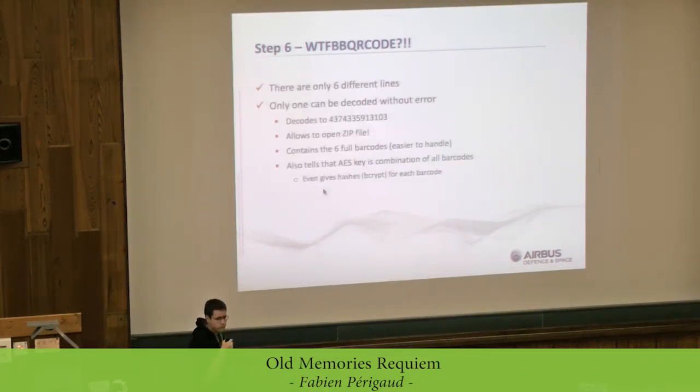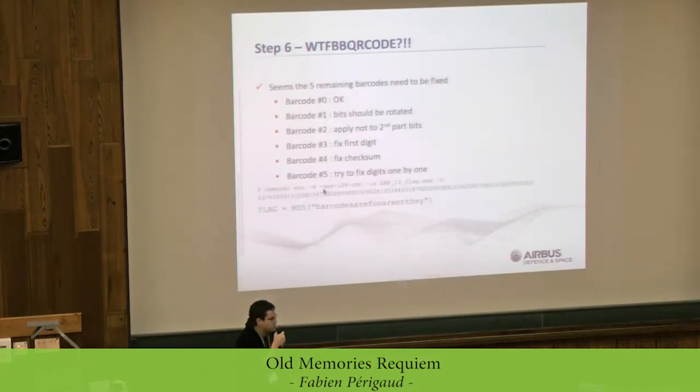But we still have a problem, which is that we can only decode the one barcode. All the other ones seem to be invalid. So we now have to somehow guess how to fix the barcodes to be able to decode them. And by trial and error, we finally find the modification to perform on each barcode to be able to decode them. So the first one was okay. For the second one, we have to perform a rotation of all the bits to have a correct barcode. For the third one, we have to apply a NOT on the bits of the second part.